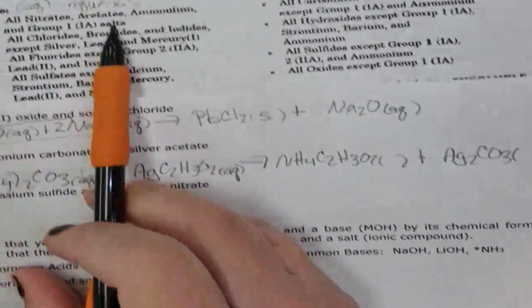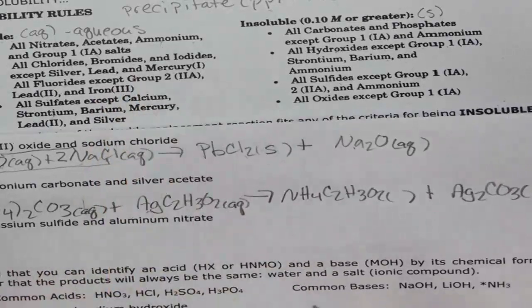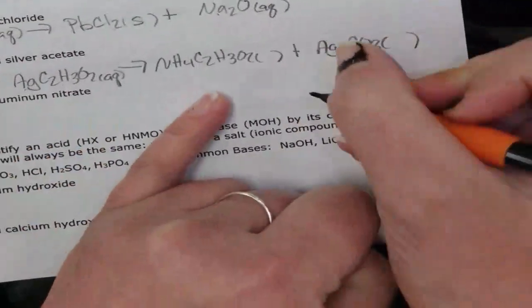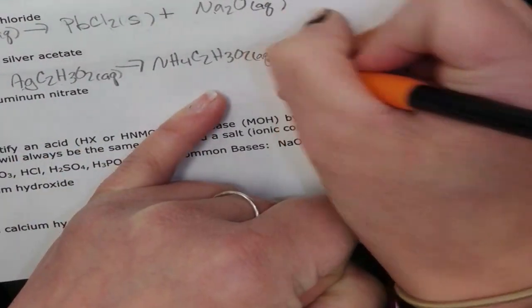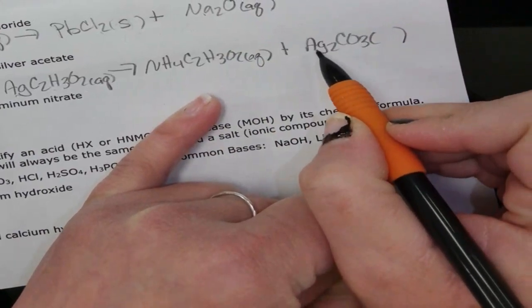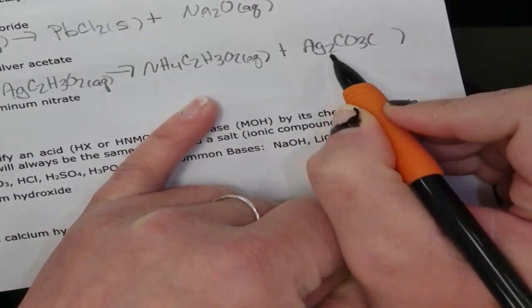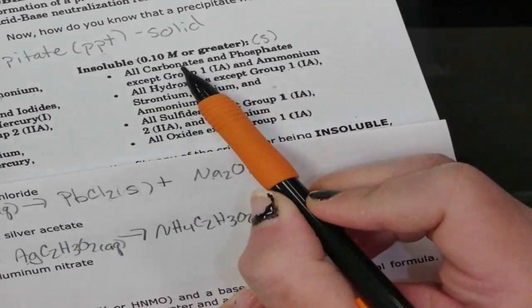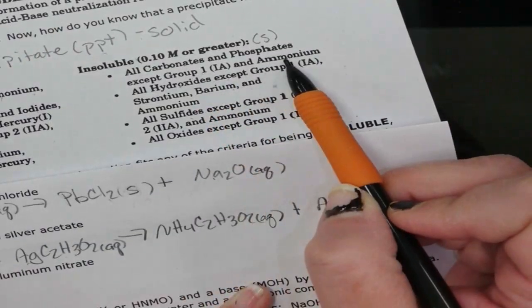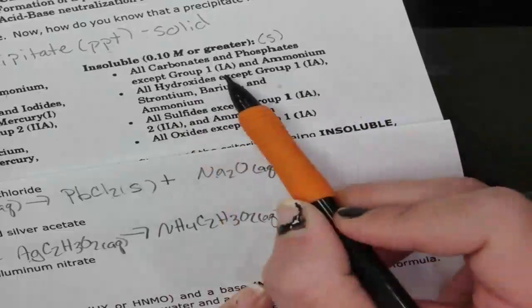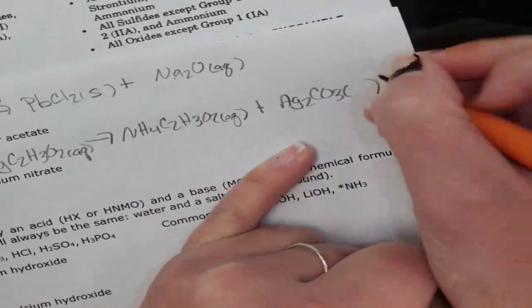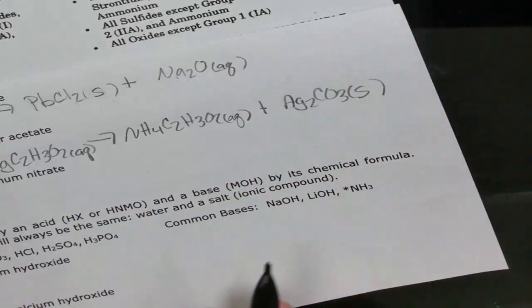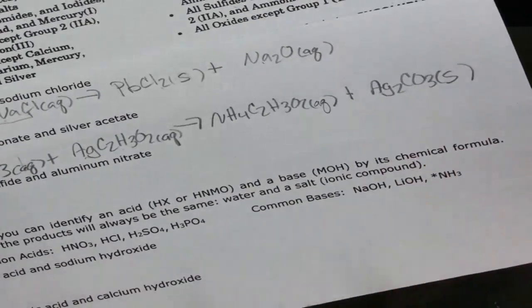Acetates and ammonium are always soluble. So this is going to be AQ for aqueous. And Ag2CO3, all right, carbonates are insoluble except group 1 and ammonium. So silver's not part of the exception, so this is going to be a solid. So we do form a precipitate.